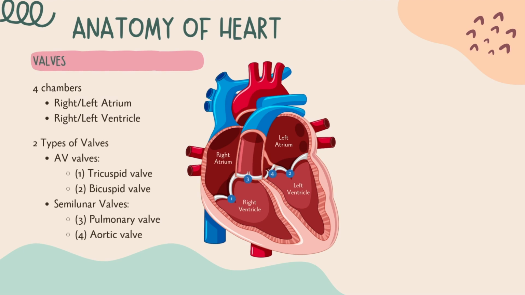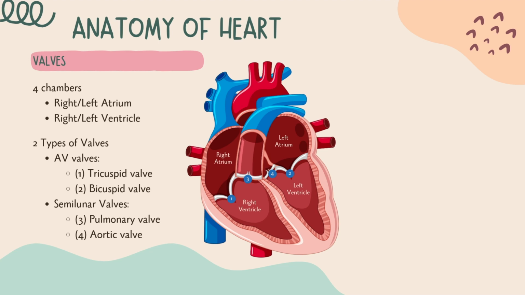Next, there are 2 types of valves, but overall 4 valves in the heart. So you have AV valves, which are atrioventricular valves. They separate the atrium and the ventricle. So we do tri before you bi. There's the tricuspid first and then bicuspid. The tricuspid valve separates the right atrium from the right ventricle. And then you have the bicuspid valve, which separates the left atrium from the left ventricle. So those are atrioventricular valves.